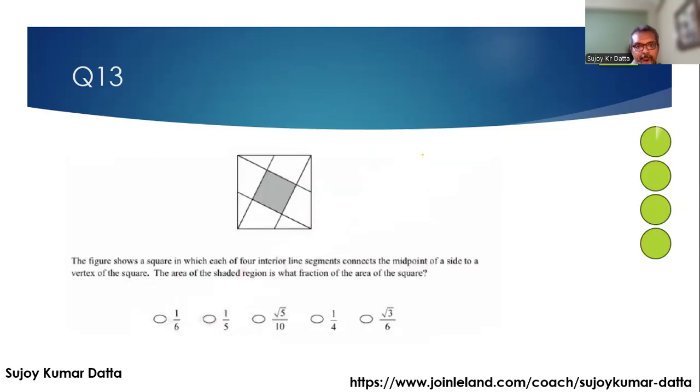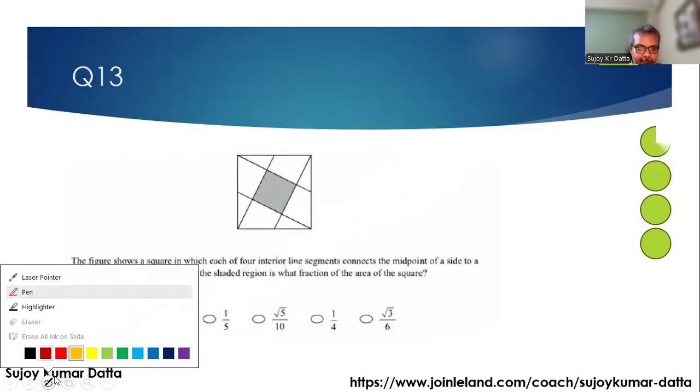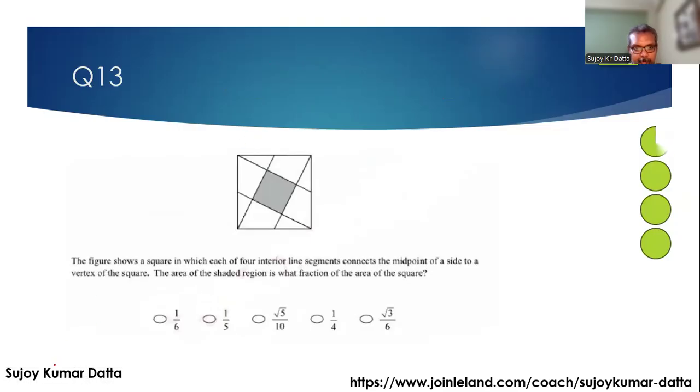Next, number 13, we have to find the area of this shaded region as a fraction of the total. And they're all midpoints, it's mentioned in the question. If they're midpoints, since they're asking about the fraction, we can just assume the length of the side of the square instead of taking a variable. So let's just take this as 2, this as 2, just for convenience.